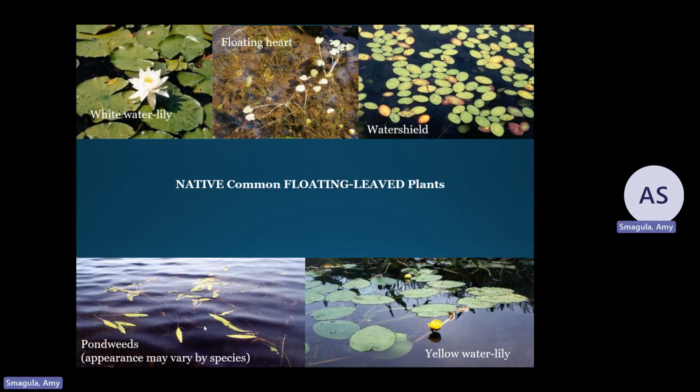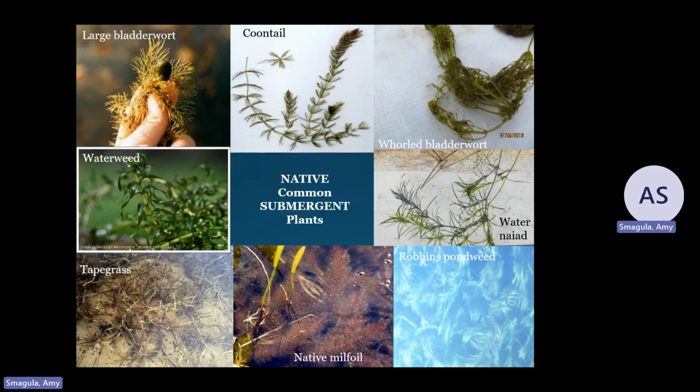And then the other one that has floating leaves to it is pondweeds. Some pondweeds will have floating leaves on the surface. These are more oval in shape, and if you look at them, you can see they've got all parallel lines across the leaf or down the length of the leaf. Those are the veins. That's a characteristic of that plant. So those are your common floating leaved native plants.